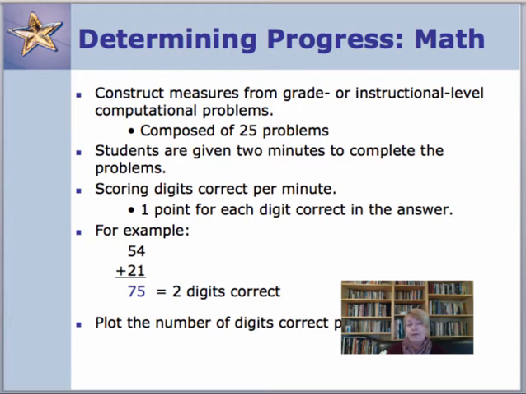And we score the number of digits correct per minute. And we've already seen what that means. 1 point for each digit correct in the answer. And here's another example just to remind you. 54 plus 21. The student answered 75. Therefore, 2 digits are correct. And we plot the number of digits correct per minute. Okay? That's what would be on our graph.